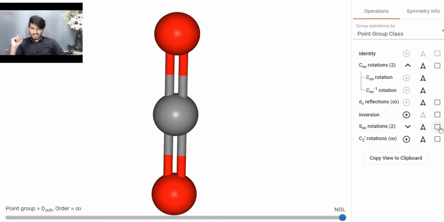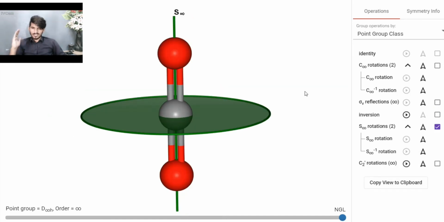Again, we have an infinite improper axis of rotation. So how does S infinity exist? S infinity means that I have an improper axis of rotation with infinite order. Infinite means that I have an infinite C axis, an infinite principal axis here. As you know, I have an infinite axis of rotation here, and whenever I pass a plane perpendicular to this infinite axis of rotation, I get the initial configuration.